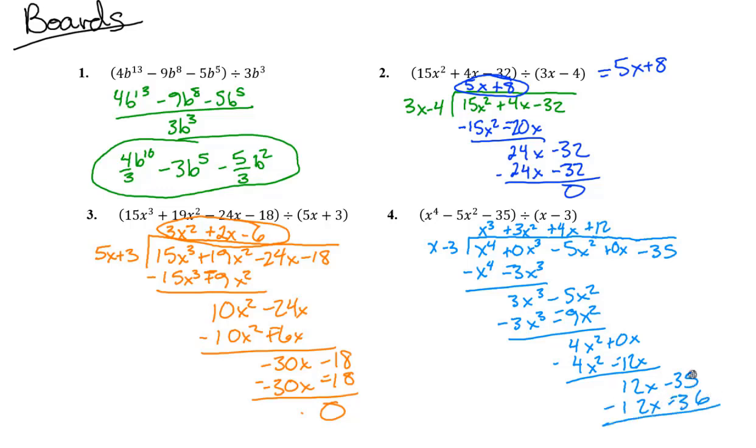Subtract, and this gives us 1 left over. So we actually get a remainder on this. So this is plus 1 over x minus 3. So there's our whole big kit and caboodle answer. Whew, those are big. Nice job.